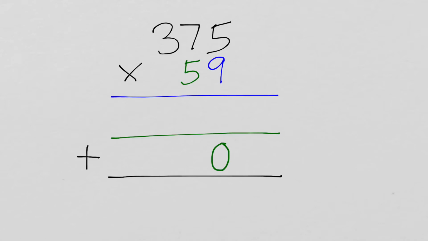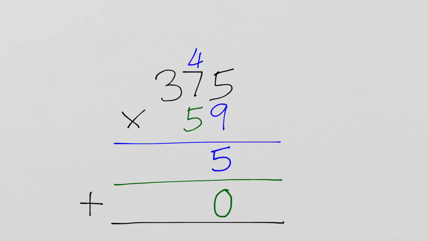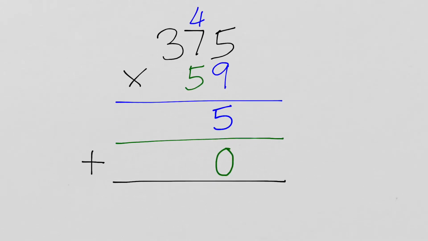So let's do 9 times 5. 9 times 5 is 45. Again, instead of writing the 45 down there, what I do instead is carry that 4 up here. That way, when I do 9 times 7, I can write the answer down here in this space and then add that 4 to it.